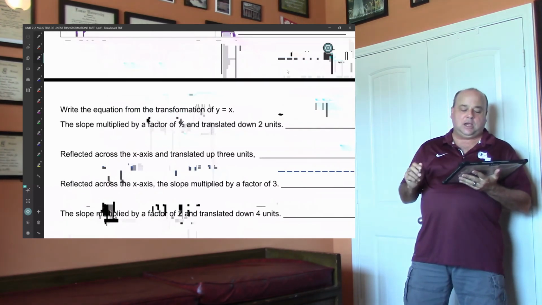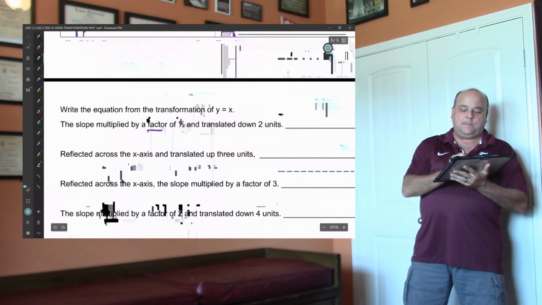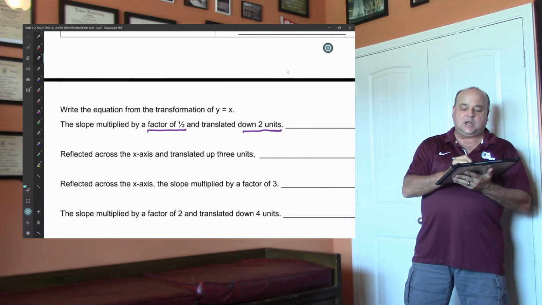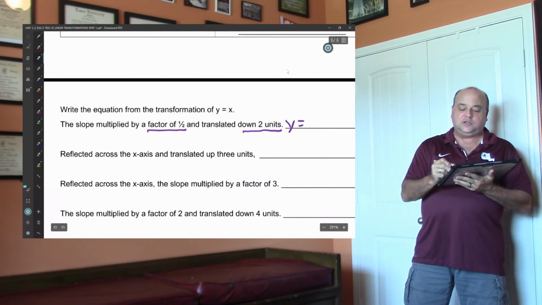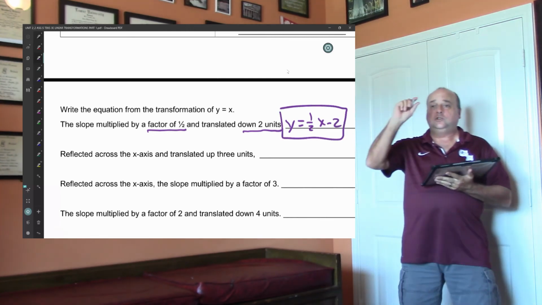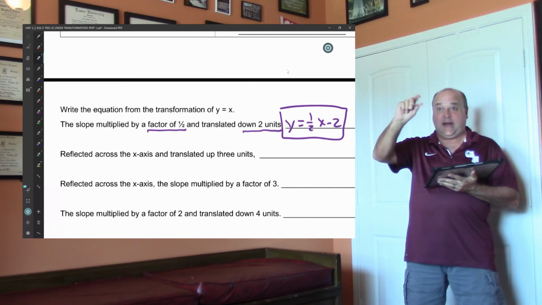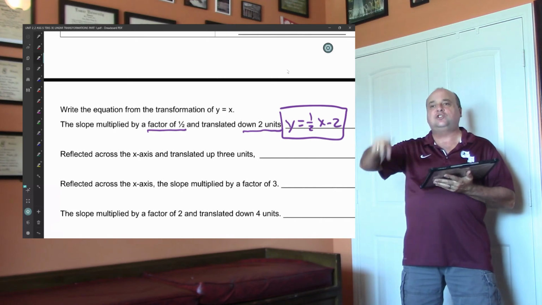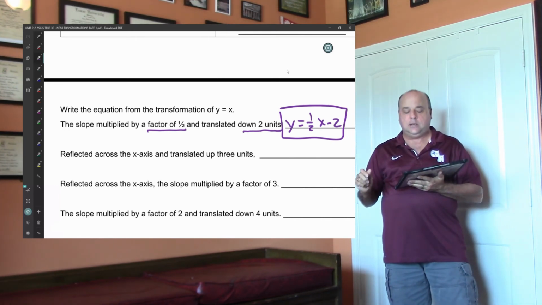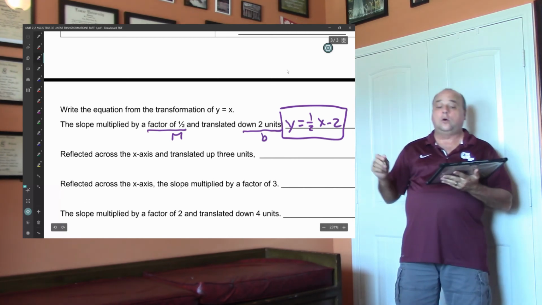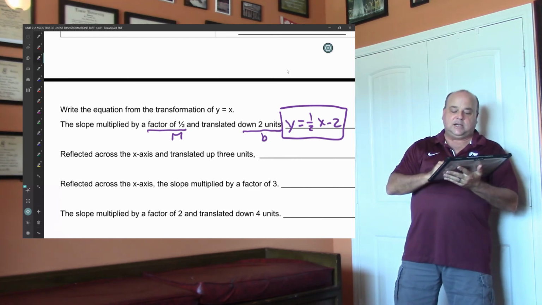So now we're going to write the equation. So the slope is multiplied by a factor of 1/2 and translated down 2 units. So this is going to be our slope, and it's down 2, so we'll have -2. That's all you have to do. Okay, so your slope is going to be your half, whatever it's talking about, more steep or less steep, and then whenever it says translate up or down, that's going to be our starting number in it. So this right here is going to be our slope, and this is going to be our starting number or our y-intercept.